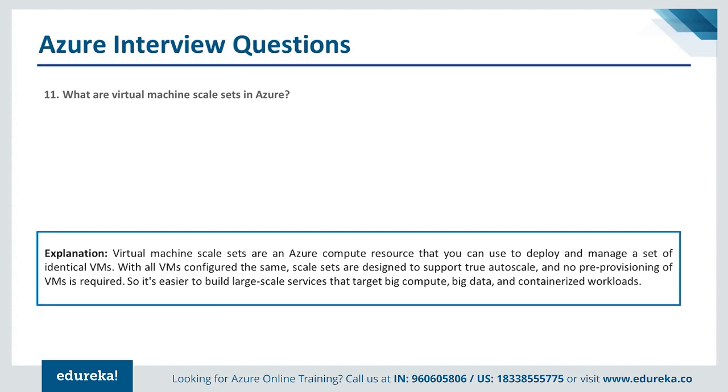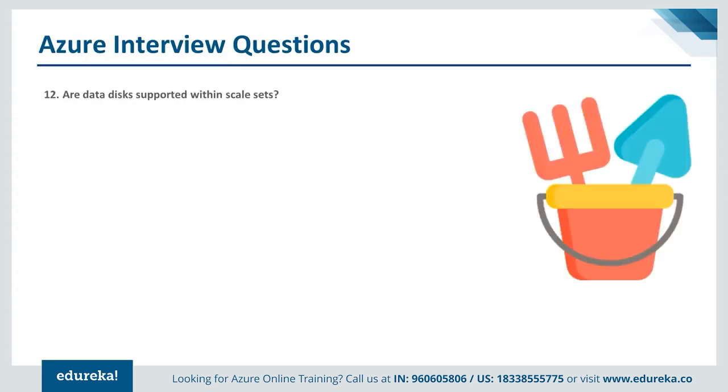And after 9 p.m. at night, you can minimize the number of instances, right? So this is how my scale set works. Okay, jumping on to next question.